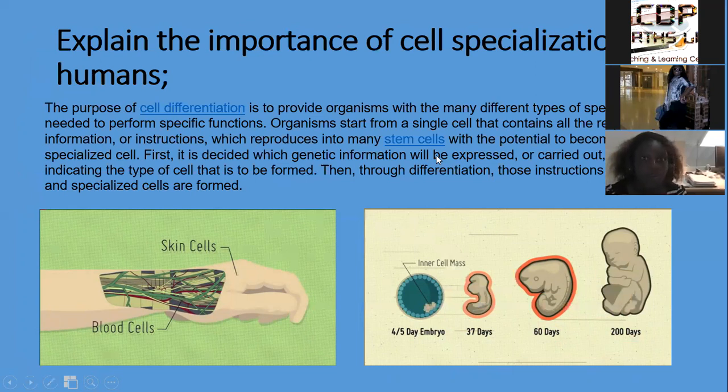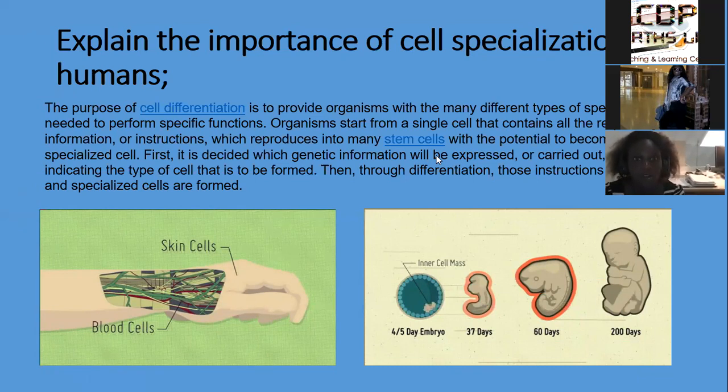Explain the importance of cell specialization in humans. The purpose of cell differentiation is to provide the organism with the many different types of specialized cells needed to perform specific functions.